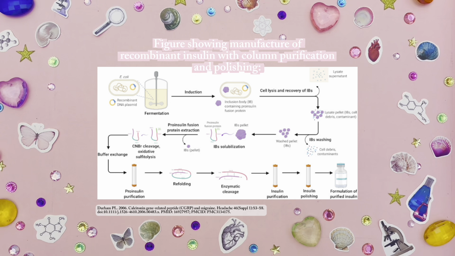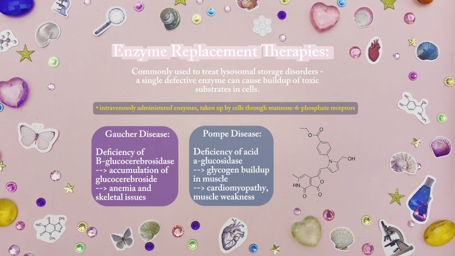In addition to purifying monoclonal antibodies, ion exchange chromatography is used to manufacture recombinant insulin, which helps treat diabetes patients who may have been diagnosed in the first place thanks to IEC. Enzyme replacement therapies are also made using IEC. These are commonly used to treat lysosomal storage disorders, wherein a single defective enzyme could cause a buildup of toxic substrates in cells. Patients are administered these lab-produced enzymes intravenously, and the enzymes are taken up by cells, often by mannose-6-phosphate receptors, and are transported to lysosomes to degrade the toxic substrates that have accumulated.